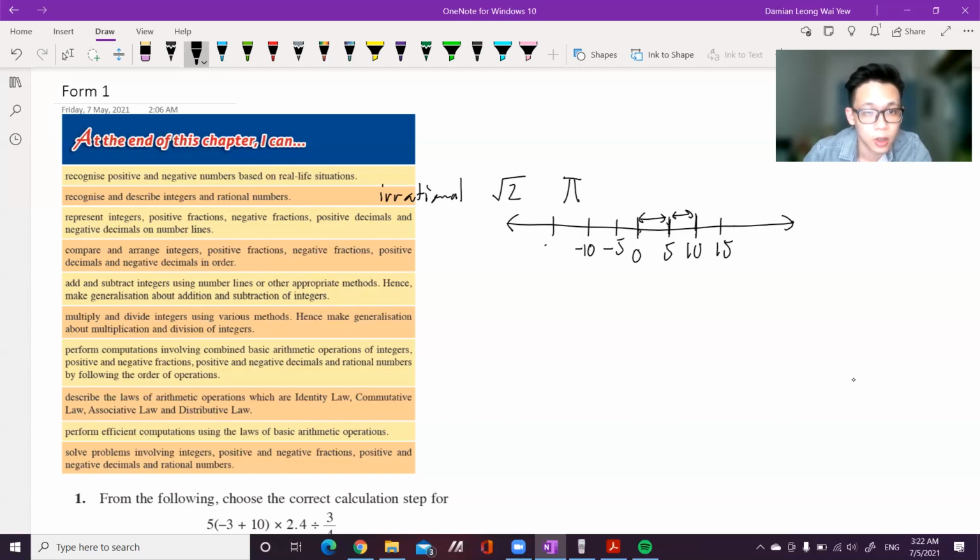And then comparing and arranging integers, fractions, and decimals in order. If it's ascending order, basically it's the same as your number line. As you go to the right, it's getting bigger. As you go to the left, it's getting smaller. Just follow your number line. But be aware if they say descending order.